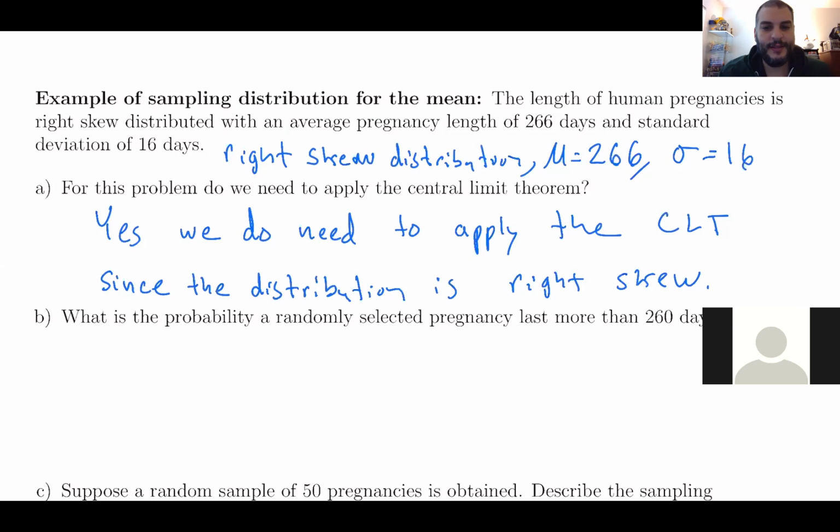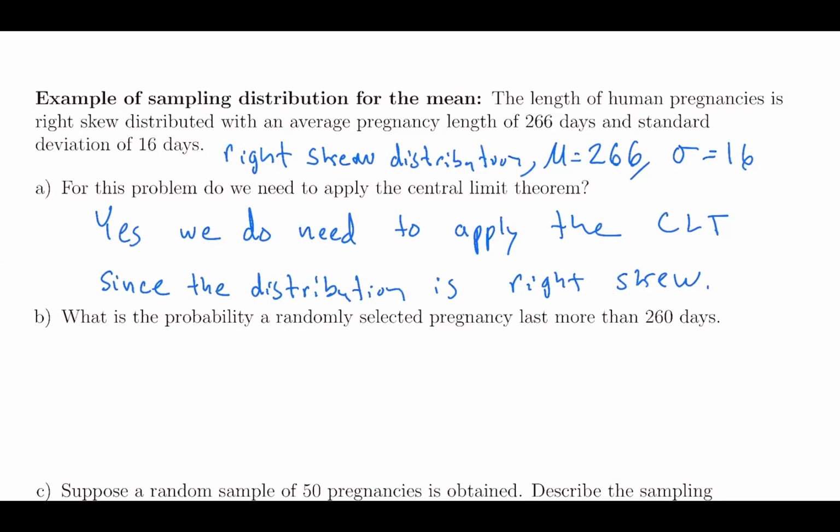All right, so let's go ahead and do B. For B, it says, what is the probability a randomly selected pregnancy lasts more than 260 days? So for this one, what do they tell us? How many females are they randomly selecting? If you want, you can put it in the chat or just shout out the answer. 1. Yeah, 1. Cool. Thank you, Brenda.